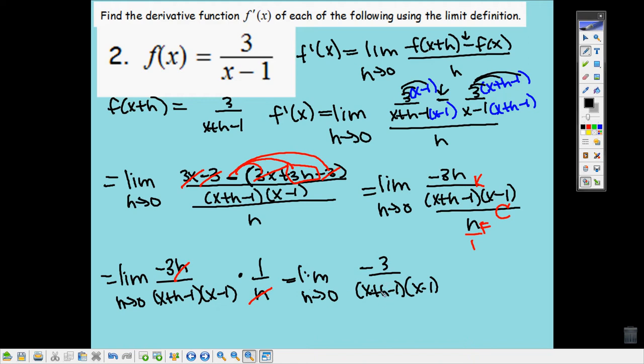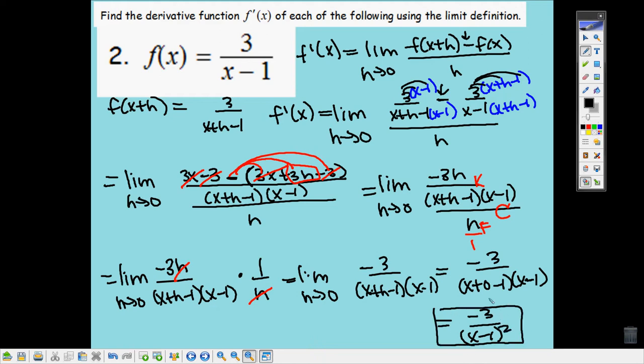So I can absolutely replace h right here with 0. So we can now do a direct substitution, negative 3 over x plus 0 minus 1 and x minus 1. And I can do just a little bit of cleanup because these are both x minus 1, and I can write that as 3 over x minus 1 quantity squared. Okay? And then that's my first derivative.